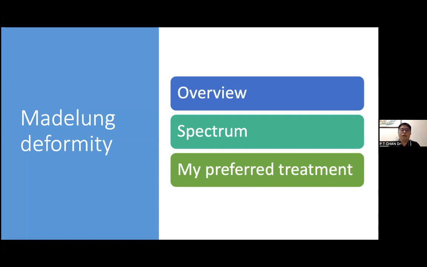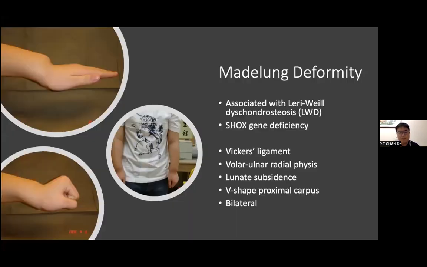So today my talk will give a brief overview of Madelung deformity and its spectrum, and also my preferred treatment.